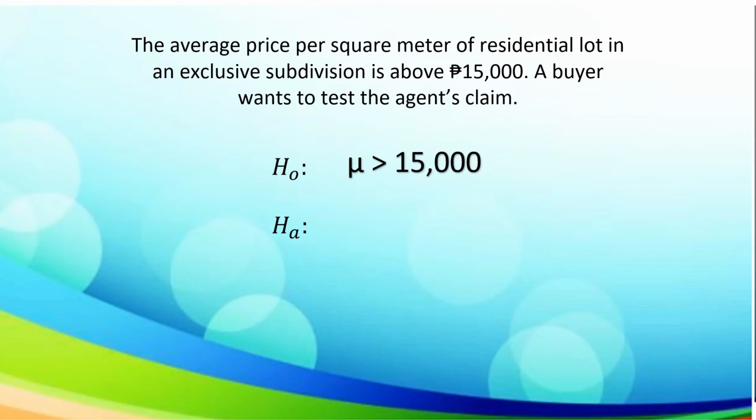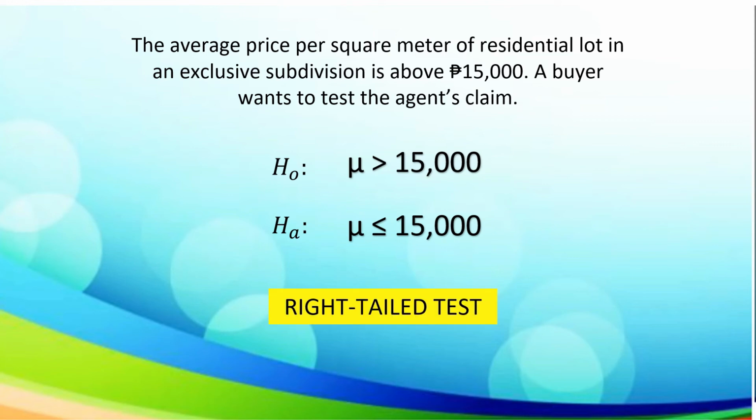And its alternative hypothesis is mu is less than or equal to 15,000. Observe the given symbols. The symbols that we use are greater than and less than or equal to. Therefore, we're going to apply the right-tailed test.